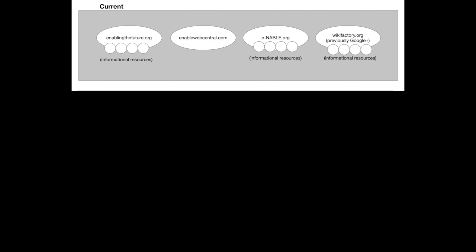Currently, our e-NABLE resources are spread across a number of different sites. We have enablingthefuture.org, we have enablewebcentral.com, we have enable.org, and we have Wikifactory. And it's become rather confusing for people who are trying to find certain types of information, and it's also become very difficult to maintain the information that's spread across all these sites and keep everything in sync.